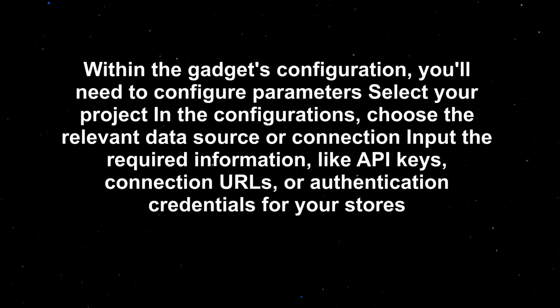Click Add. Within the gadget's configuration, you'll need to configure parameters. Select your project in the configurations. Choose the relevant data source or connection. Input the required information, like API keys, connection URLs, or authentication credentials for your store.